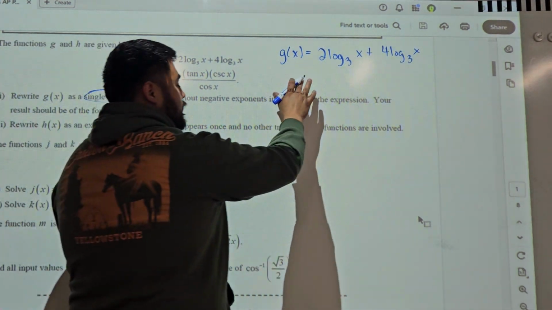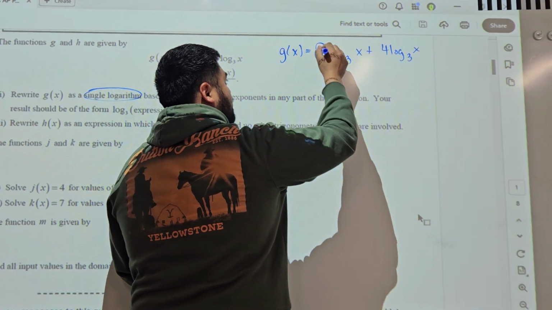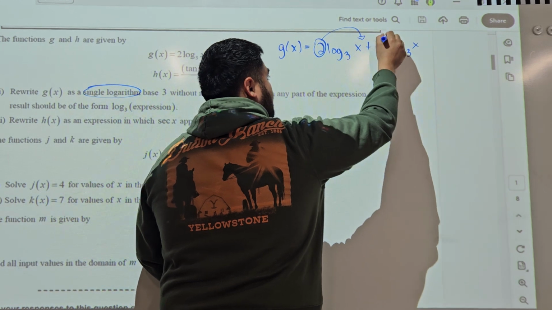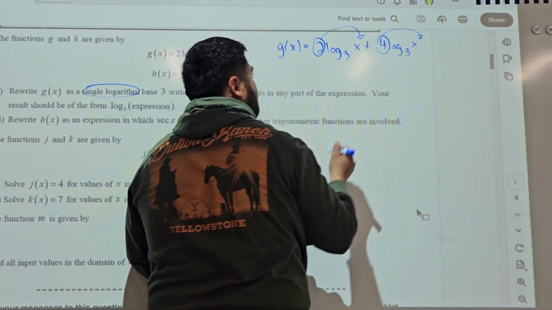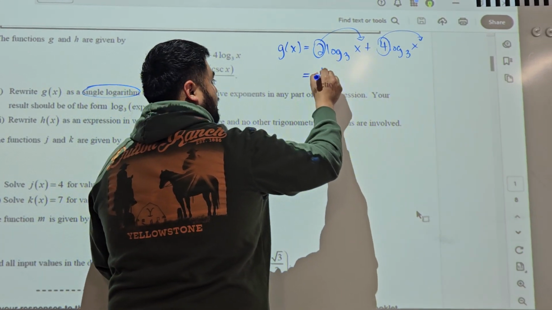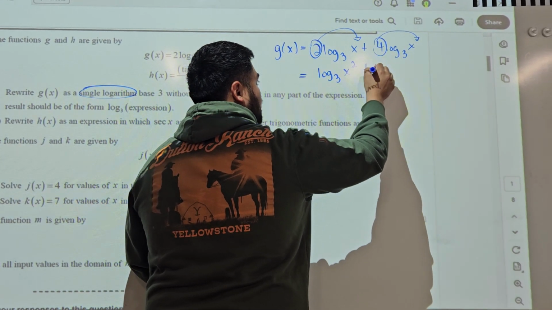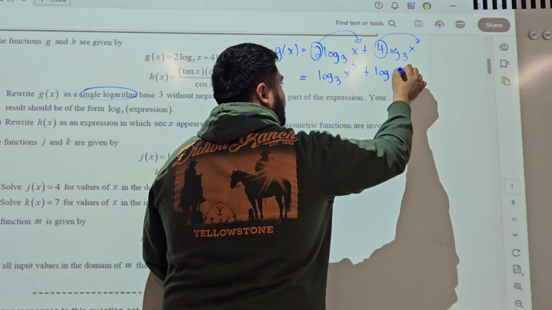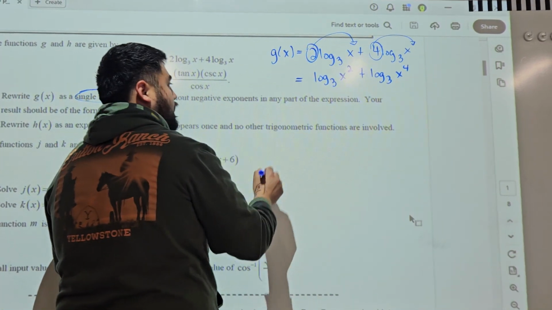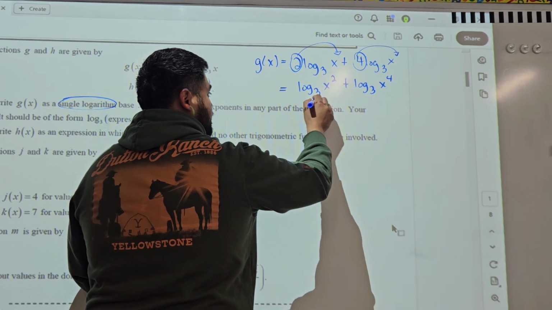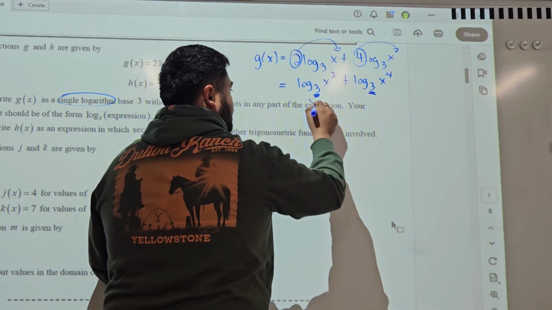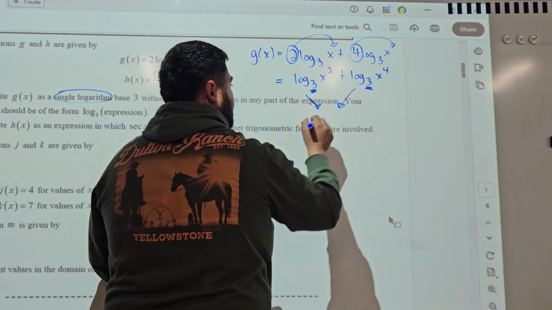You see this number here in the front? This number, you're gonna send it to the back, the very end. It's gonna become an exponent. So now you're left with log with the base of 3 x to the power of 2 plus log with the base of 3 x to the power of 4. Now what happens here? Do I have the same base? Do I have a 3 here? A 3 here? Yes, I do. So these two become 1.